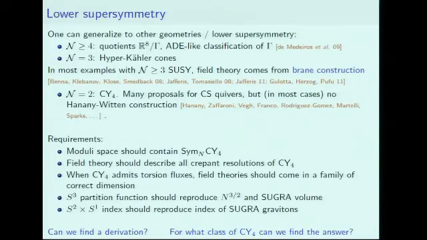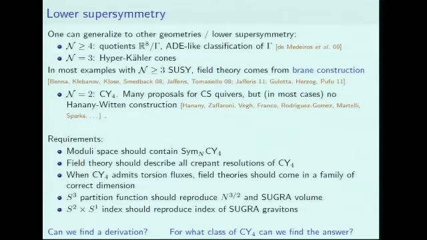We can resolve the Calabi-Yau 4 in various ways, and these should appear as either moduli space or parameter space of the field theory. Moreover, when the Calabi-Yau 4 admits some torsion fluxes, actually the field theory should come in families, and the number of members in the family should precisely match the set of torsion fluxes that one can put on the geometry. And then, in principle, there are other more refined checks, which are very, very interesting.